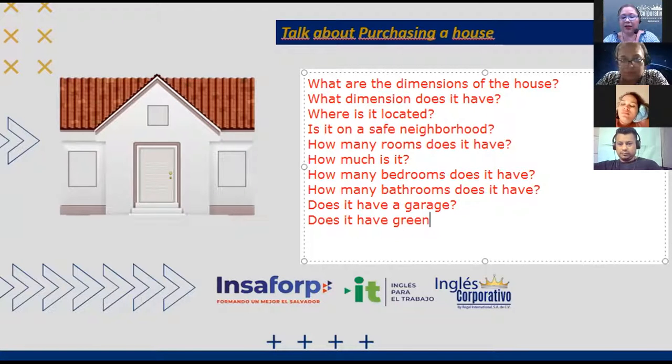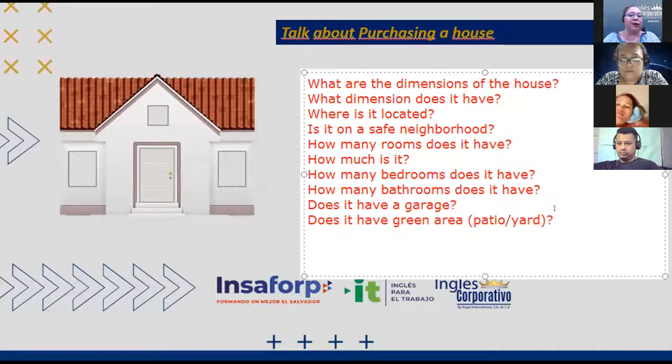I see. Yes. Okay. Patio or yard. Okay. Puede ser. Pero también está bien verde. Patio or yard. Green area is good too. A ver, something else? Anything else? Does it have a porch?